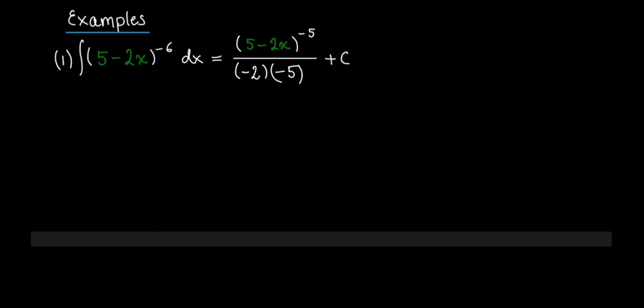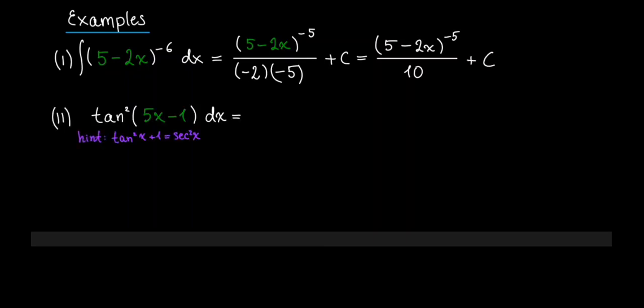So that means our final answer can be simplified just a little bit, where on the bottom we have a 10, and on top we have 5 minus 2x to the power of negative 5. Of course, plus c. Next up, we have a trigonometric function that we have to integrate. That would be tan squared of 5x minus 1 dx.